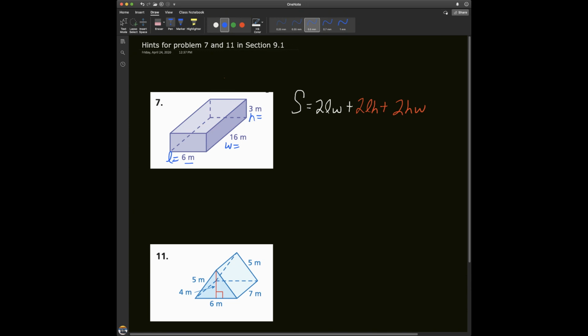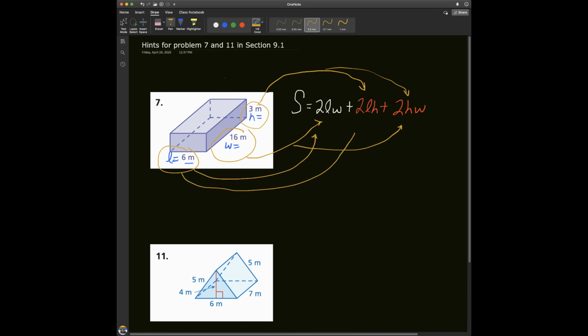So then all you have to do is put these into the formula. Wherever I see the height, I plug it in. There's a couple places. There's one place in that part, one place there. The width, where do I see the width? I see the width here in this part of the formula, and I see the width here in this part of the formula. What about the length? Where do I see the length? Well, I see the length here, and I see the length here.